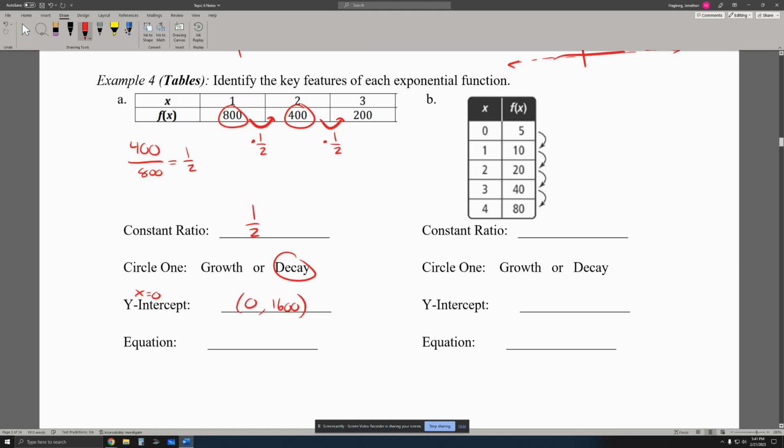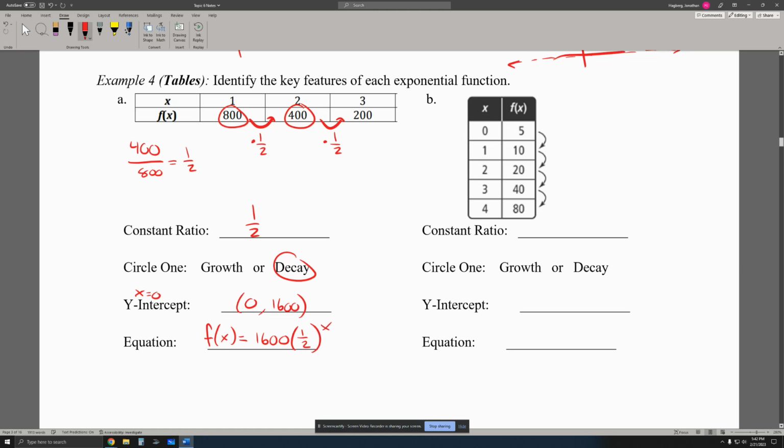So then the equation, now that we know our y-intercept and we know our decay factor, we can write our equation, f of x is equal to our initial value, 1,600, times our decay factor, 1/2, to the power x.